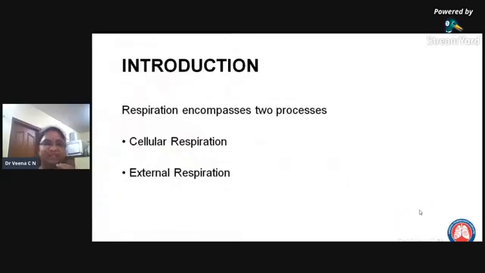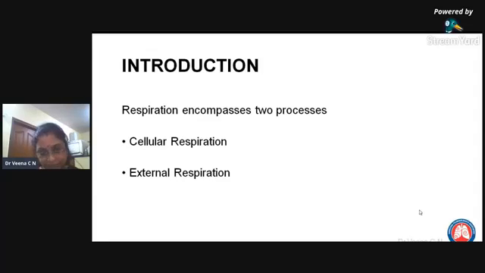So before discussing the minute ventilation, let us discuss a few points on respiration. Respiration encompasses two separate but related processes, namely cellular respiration and external respiration. Cellular respiration refers to the intracellular metabolic processes carried out within the mitochondria, which use oxygen and produce carbon dioxide, thereby deriving energy from the nutrient molecule. External respiration refers to the entire sequence of events in the exchange of oxygen and carbon dioxide between the external environment and the tissue cells.